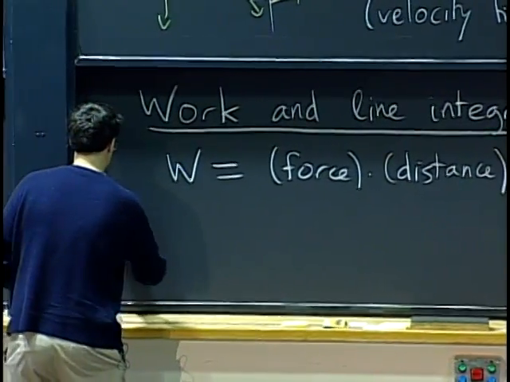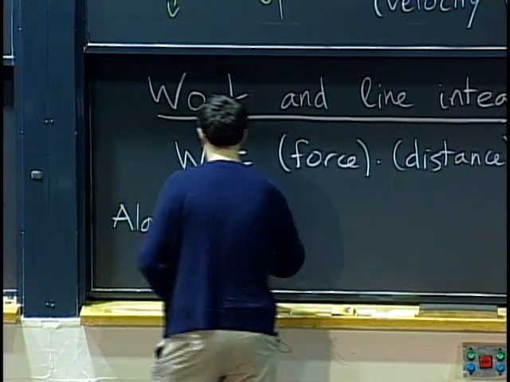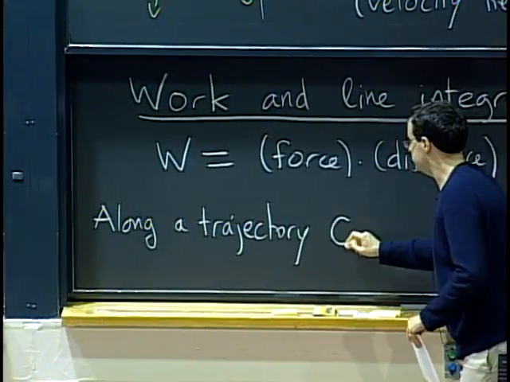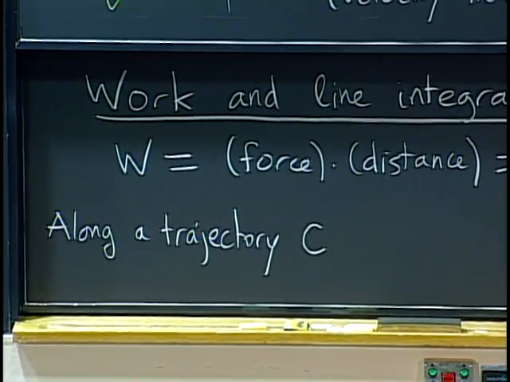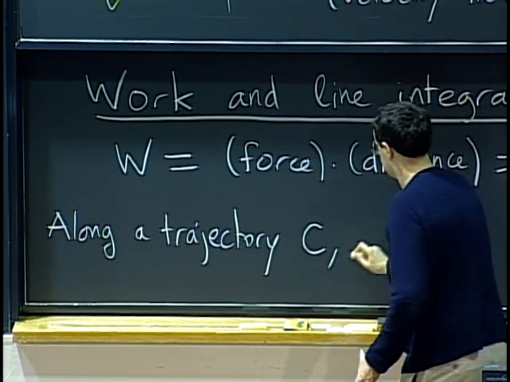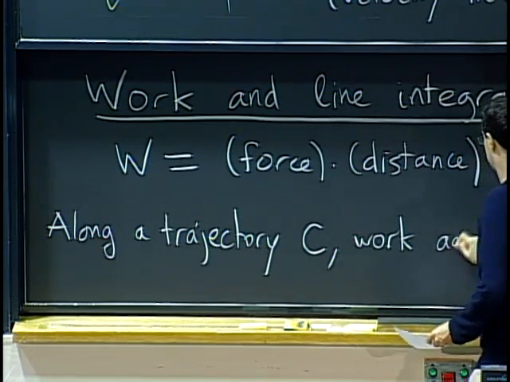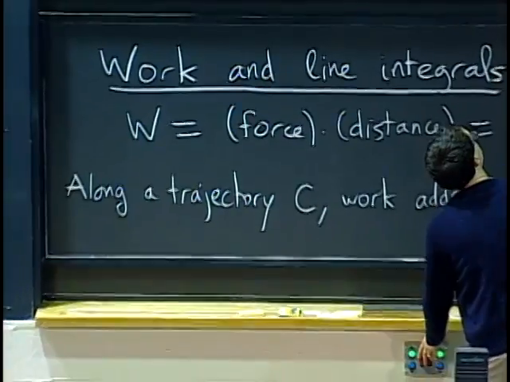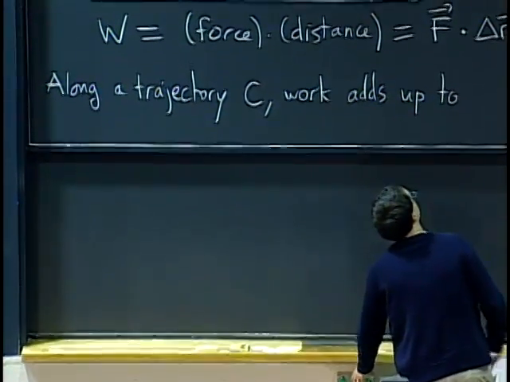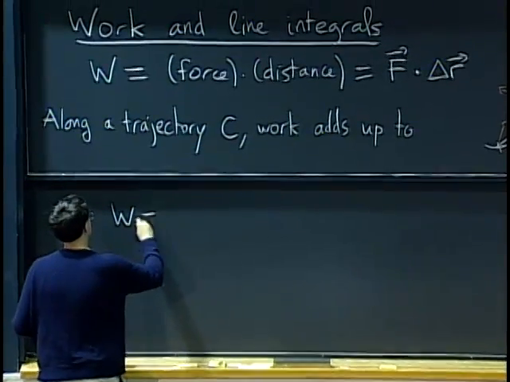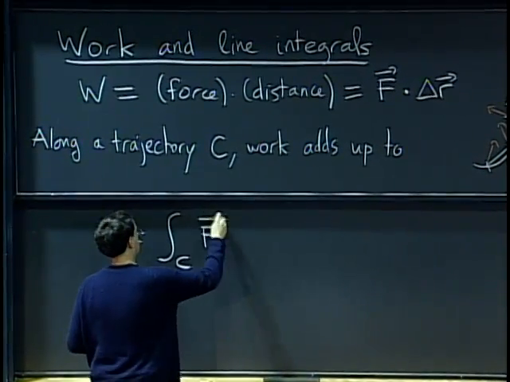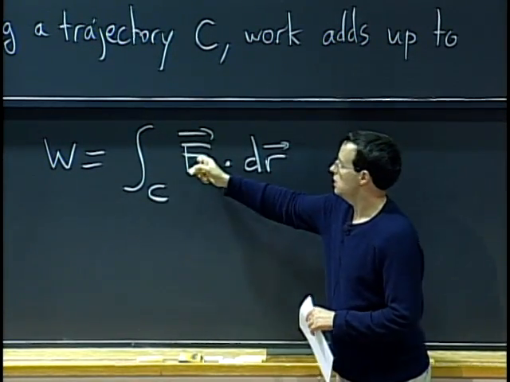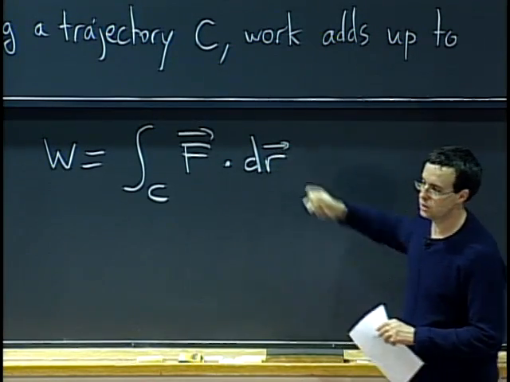Okay, so along some trajectory. Let's call C the trajectory, for curve. It's some curve. And here the work adds up to an integral, which we write using the notation integral along C of F dot dr. Okay, so we have to decode this notation.